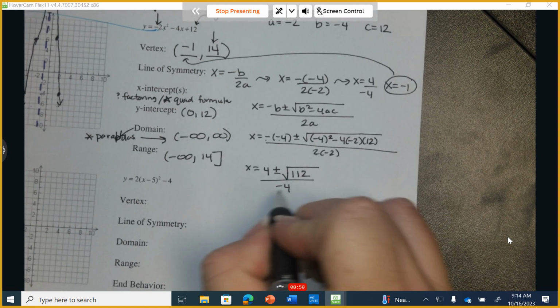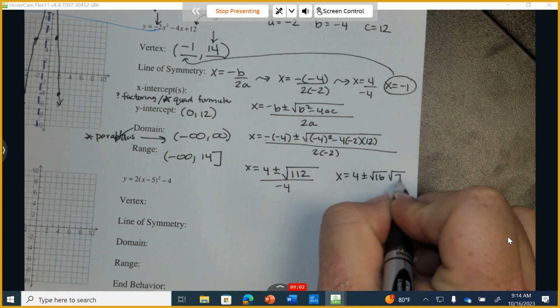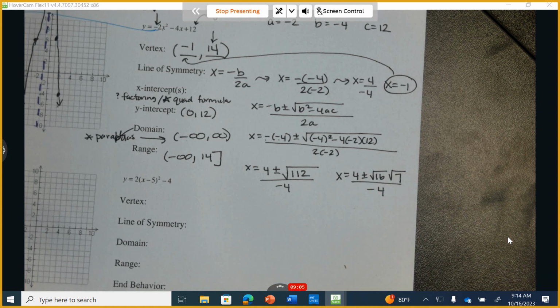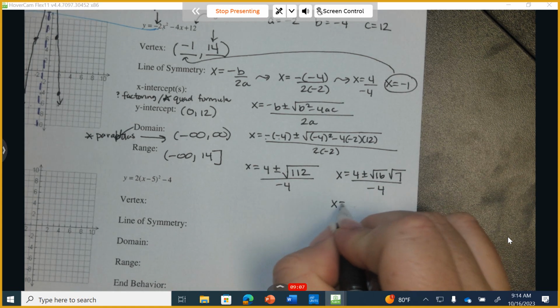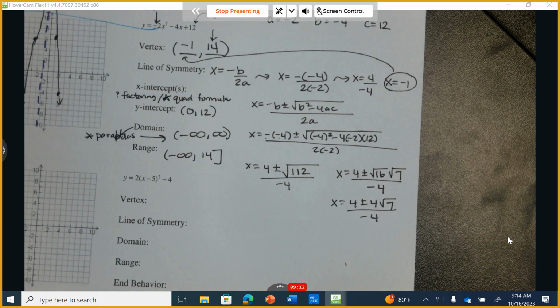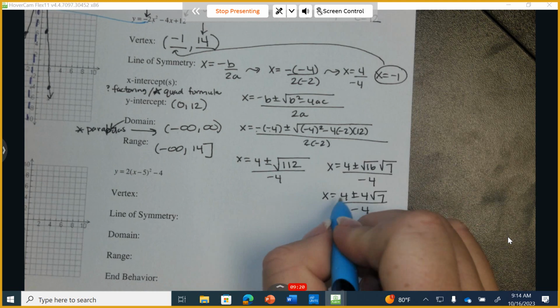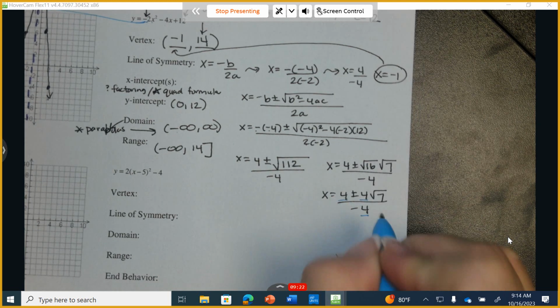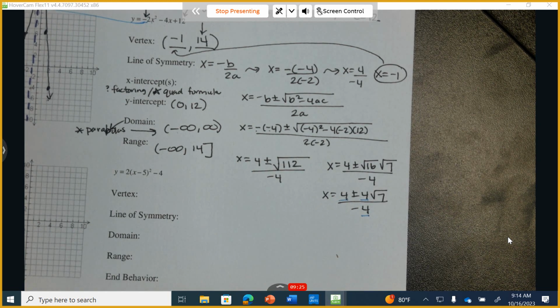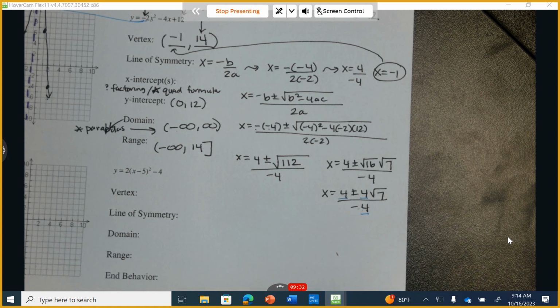So I'm now going to rewrite this as x equals 4 plus or minus the square root of 16 times the square root of 7. The square root of 16 is 4. At this level of math, we need you to reduce as far as possible. So I'm going to underline with a different color these 4 numbers. I'd like you to do the same. You can use your pencil or pen. If we are able to reduce this, this number will be able to be reduced with each one of these.